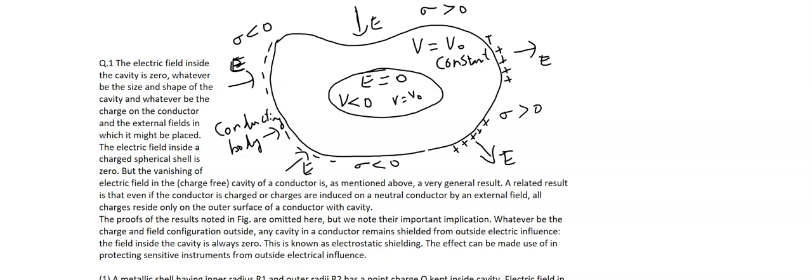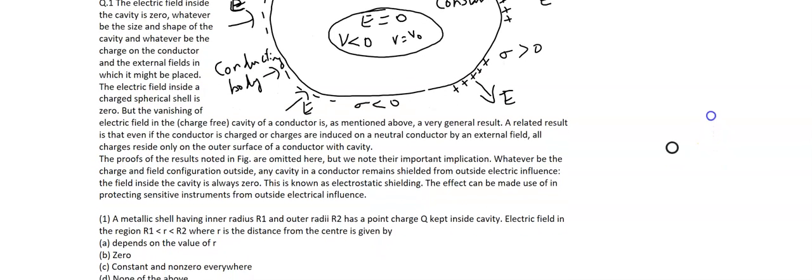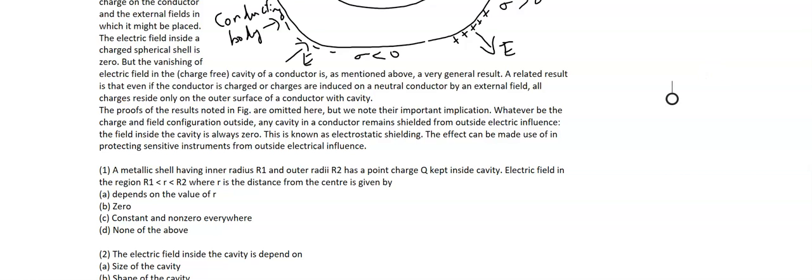This is a case study type of question on physics based on electrostatics. The electric field inside the cavity is zero. Whatever be the size and shape of the cavity, and whatever be the charge on the conductor and the external fields in which it might be placed, the electric field inside a charged spherical shell is zero, but the vanishing of electric field in the charge-free cavity of the conductor is, as mentioned above, a very general result.